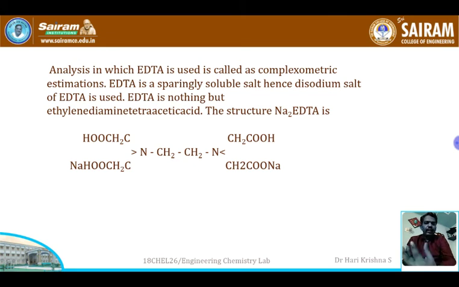So the water contains calcium and magnesium. We are least bothered about the carbonate, bicarbonate, chloride, and sulfates. So when you add Na2EDTA from the burette to the conical flask, what happens? The calcium and magnesium present in the conical flask will come and sit in the CH2COO. The hydrogen will be liberated freely into the conical flask, where the calcium or magnesium will come and sit over here. So when hydrogen is liberated freely into the conical flask, what will happen?